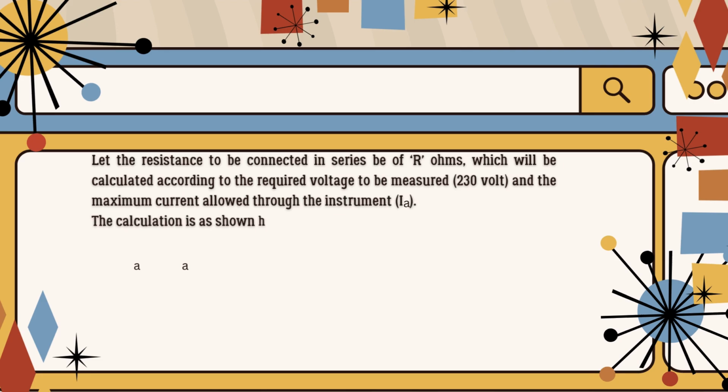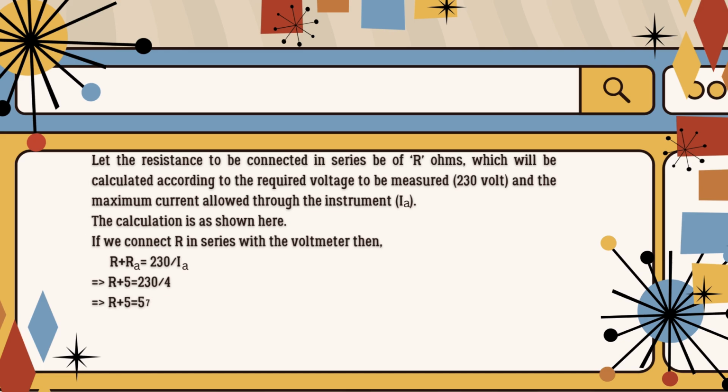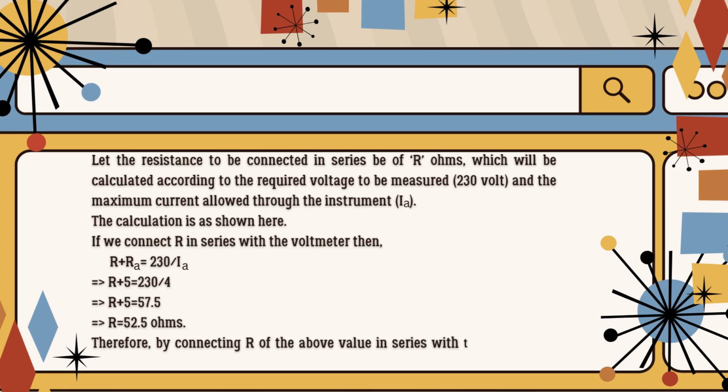If we connect R in series with the voltmeter, then we will have R plus RA equal to 230 divided by IA. On calculating, finally we will get the value of R equal to 52.5 ohms. Therefore, by connecting R of the above value in series with the 0 to 20 volt range voltmeter, we will be able to measure voltage up to 230 volt.